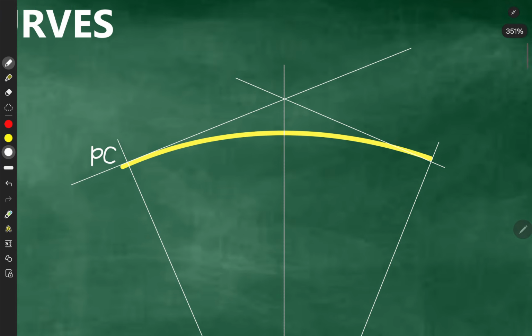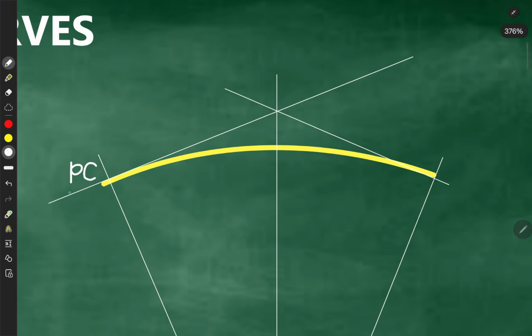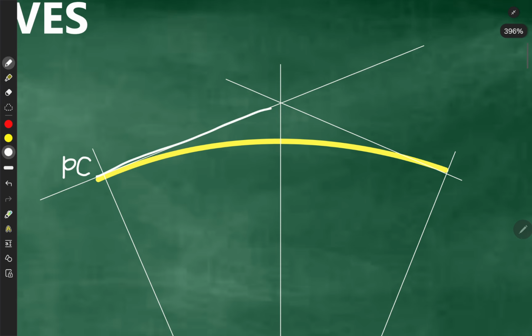And if we are going to pass a line at a single point only, touching one point only doon sa ating curve, ang tawag natin doon is a tangent line. So sa ating simple curve, meron tayong tinatawag na back tangent and forward tangent. So from our simple curve and from our PC, ang tawag natin sa tangent na nagsisimula doon is our back tangent. Okay? So this one is a back tangent.